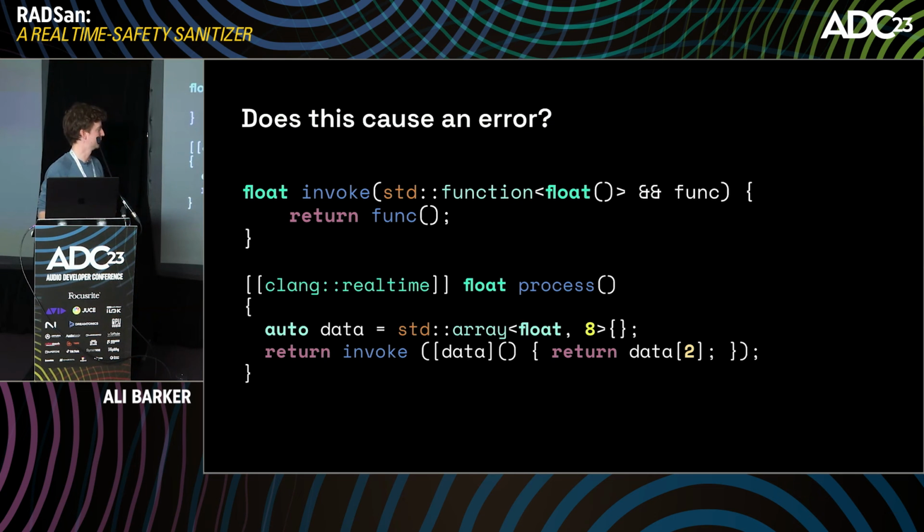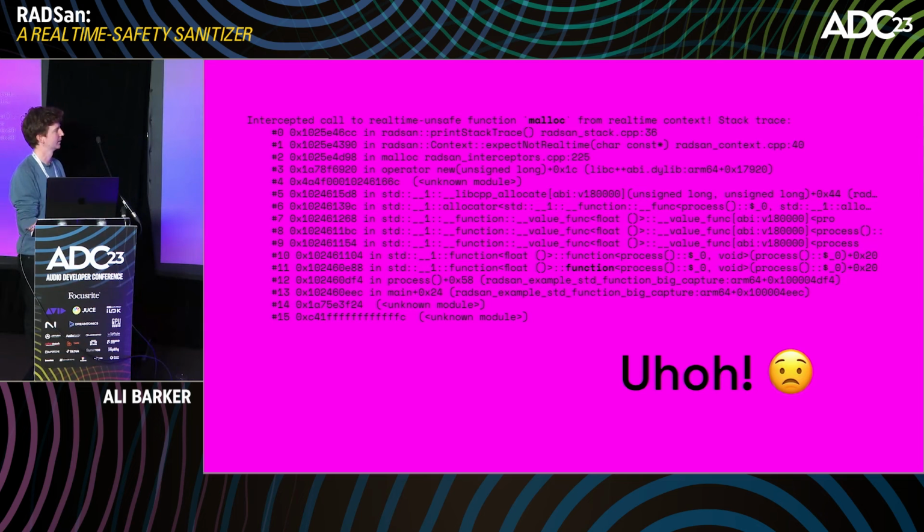Here is another example. It's exactly the same as before, but instead of an array of 3 floats, we've now got an array of 8 floats. So who thinks this won't allocate? A couple of people. Who thinks this will allocate? Slightly more people. And the answer is, yes, it does allocate.